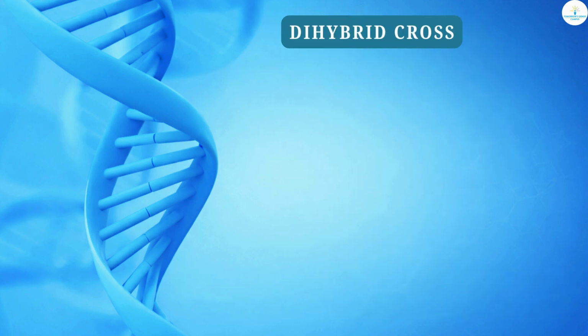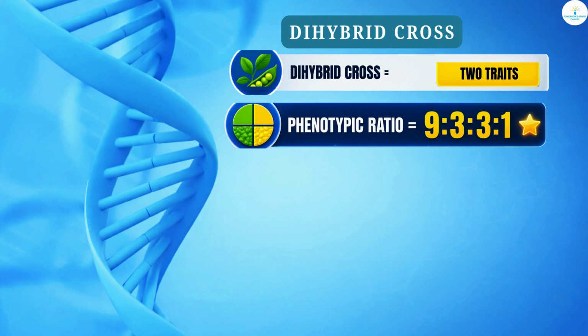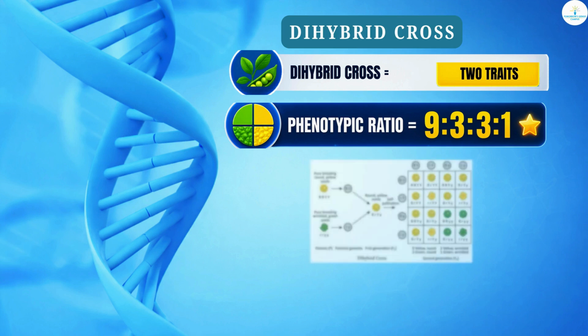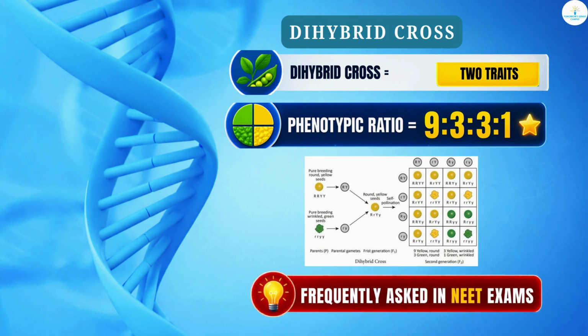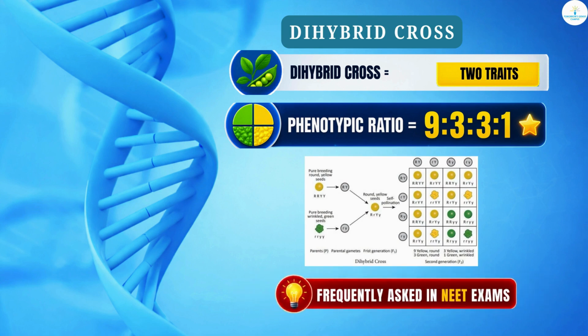Now comes the dihybrid cross. A dihybrid cross involves the inheritance of two traits at the same time, for example, seed color and seed shape. In such crosses, the phenotypic ratio observed in the F2 generation is 9:3:3:1. This ratio is very important and is frequently asked in NEET exams, so make sure you remember it clearly.